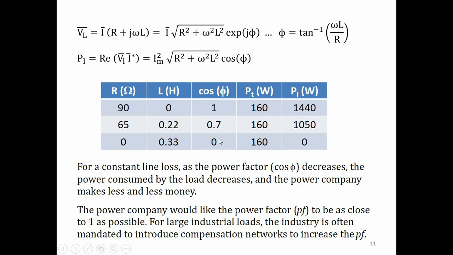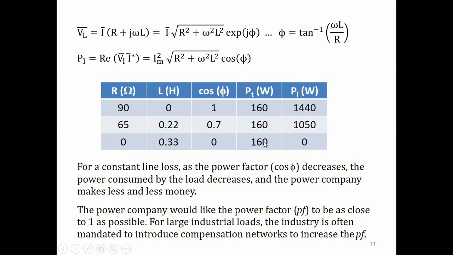Therefore, generally the power company has a specification given to each large industry saying your power factor must be above a certain number. I don't know what that number is, but each power company specifies it, and the industry must make sure that the load has this power factor. It cannot be small, because the smaller the power factor, the more money the power supply company loses in the transmission line losses.